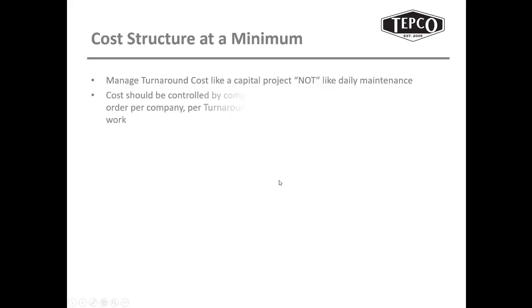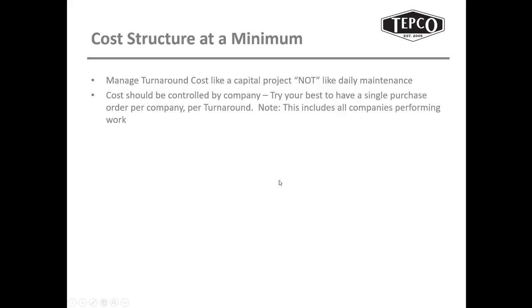On the next section, I'm going to talk about a cost structure at a minimum, but I want to do a little bit of a recap here on some things that I've hit on, but I want to throw them out there. The first one is manage turnaround costs like a capital project, not like daily maintenance. So it makes it a lot easier to gather cost, to control cost, to forecast cost, and report accurate cost if it's set up like a capital project, not by work order.